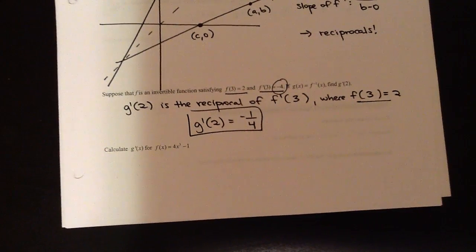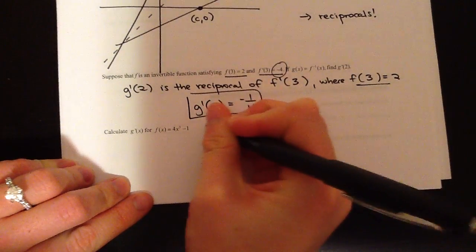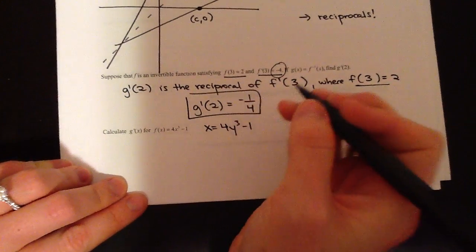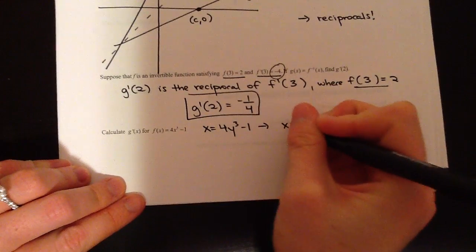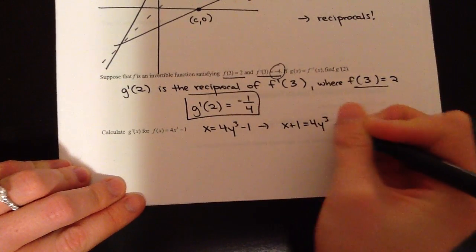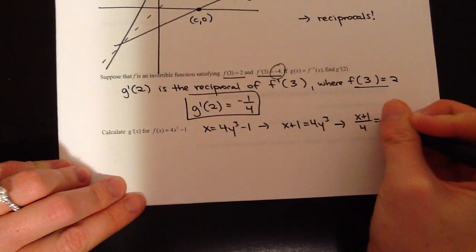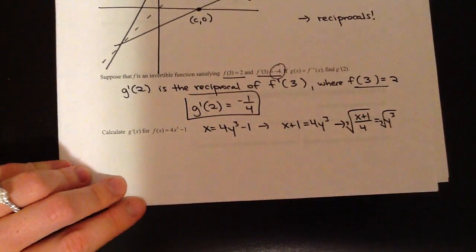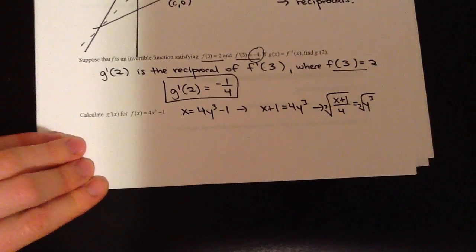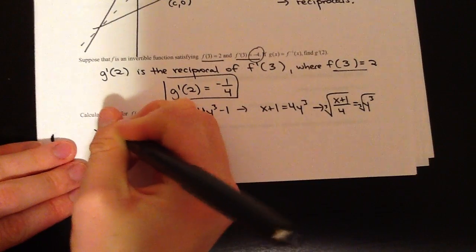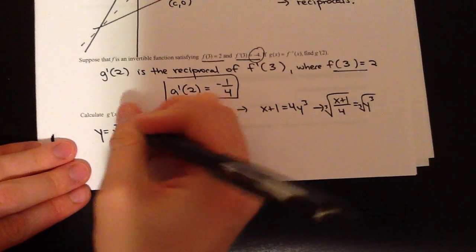All right, so now the other one. Calculate g prime of x for f of x equals 4x cubed minus 1. So what I need to do is take the inverse, and then I can find the derivative. So if I swap, I do x equals 4y cubed minus 1, add 1 to both sides, divide both sides by 4, and then I can take the cube root. All right, so y equals the cube root of (x plus 1) over 4.